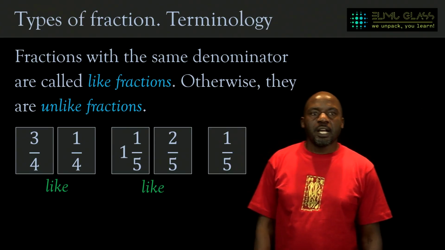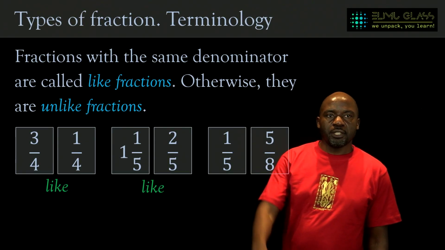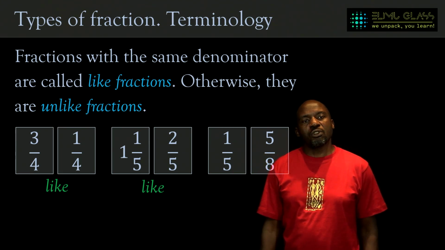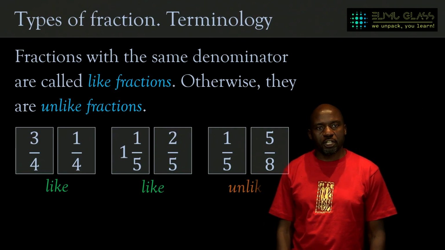Okay? What about this? 1 over 5 and 5 over 8 do not share the same denominator. So the denominator here is 5, the denominator there is 8. So these are not like fractions. We say they are unlike fractions.